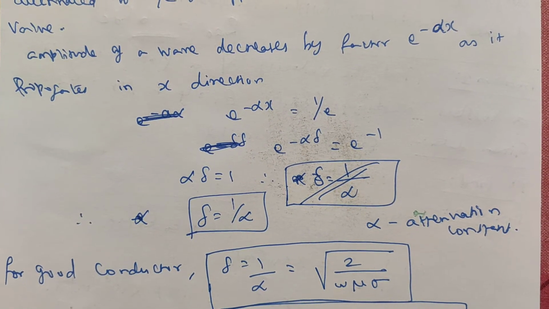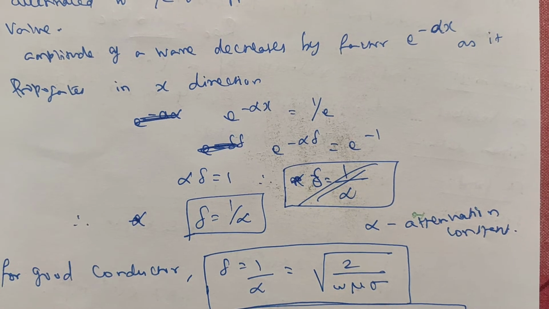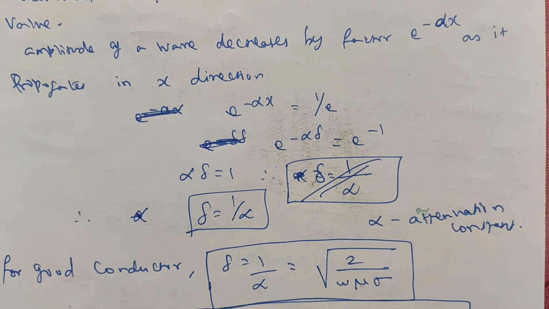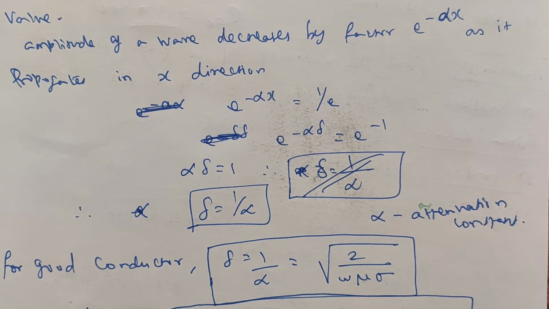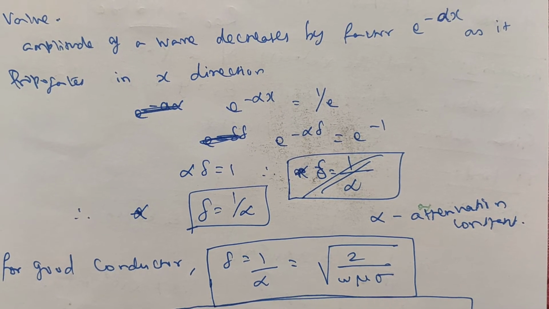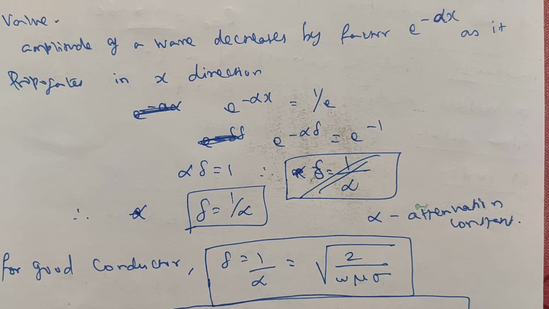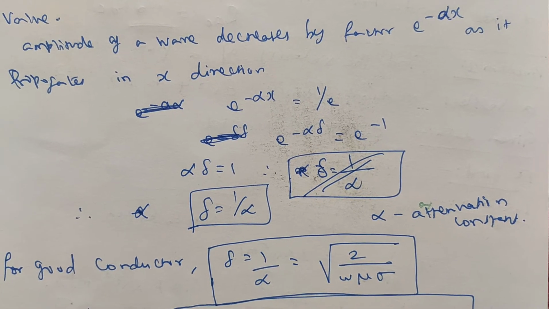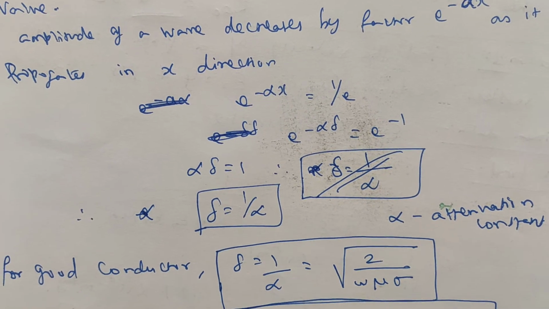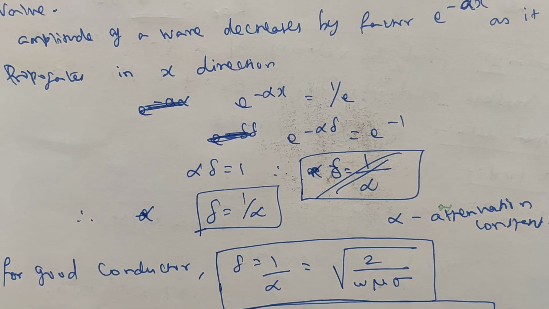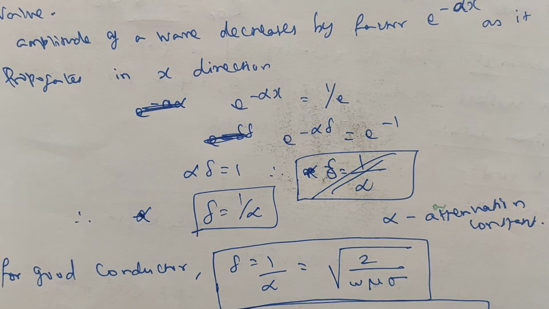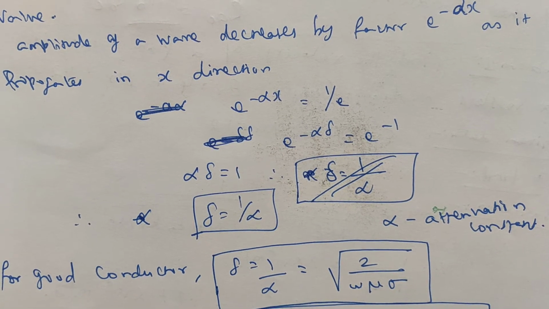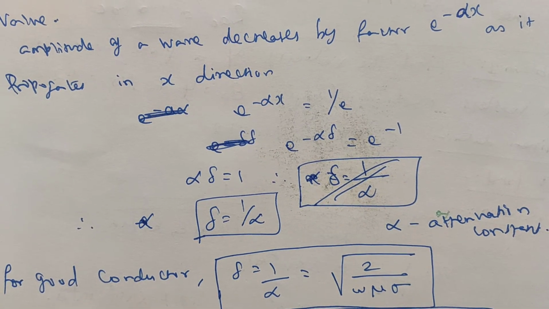So from this equation, αδ is equal to 1, or δ, that is skin depth, is equal to 1/α. What is this alpha? Alpha is the attenuation constant. So for a good conductor, delta, that is skin depth, is equal to 1/α, which is equal to the square root of 2/(ωμσ).